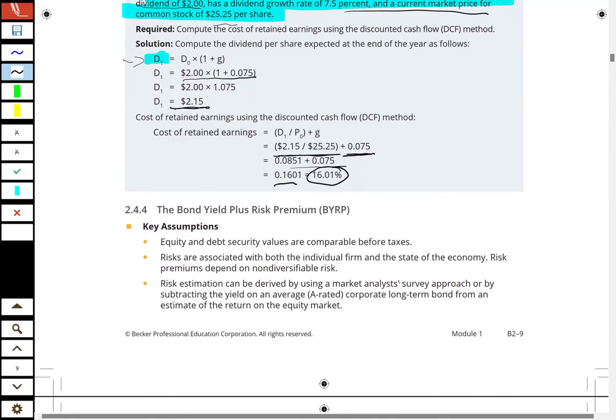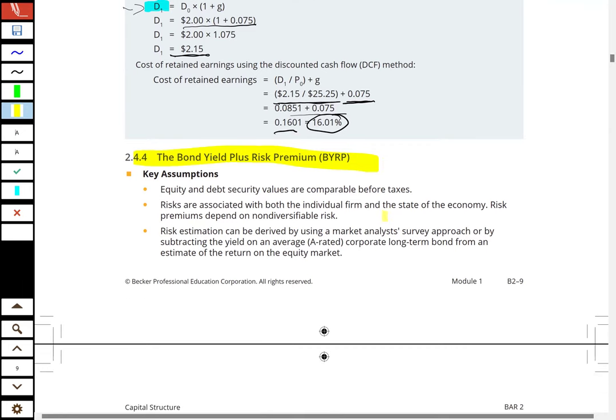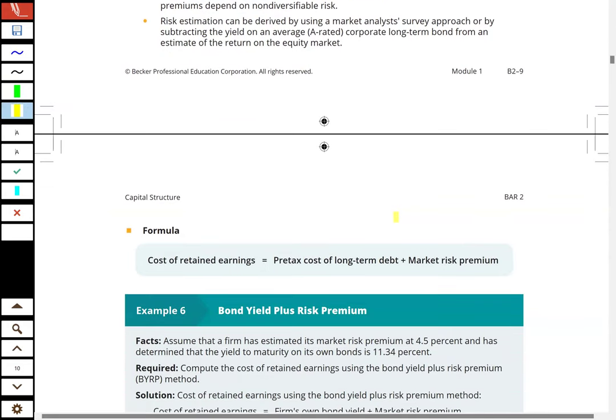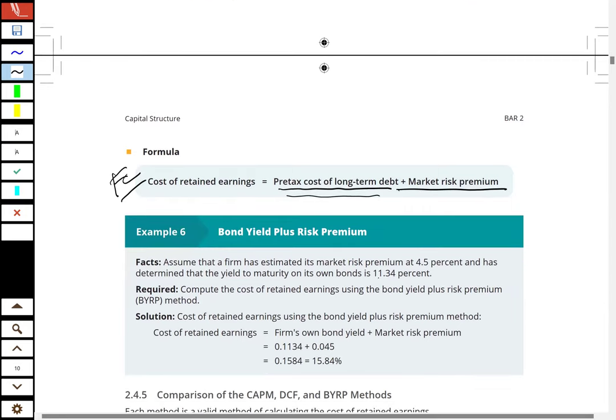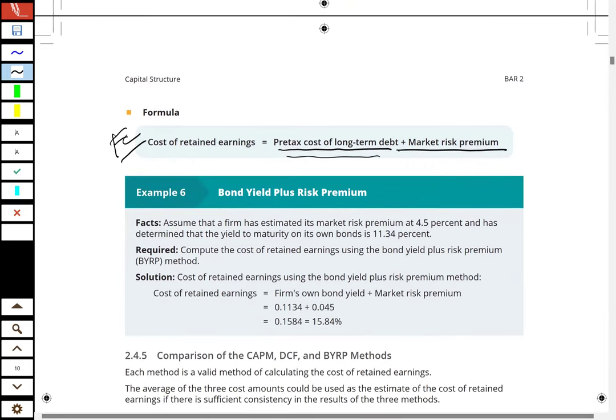Now, the bond yield premium, to me, is the easiest one. It's not the most interesting, but it certainly is easy. Basically, what you look at is the pre-tax cost of long-term debt, and then you add a market premium, and the problem would have to give you that. They'll give you the pre-tax cost of debt. So when I looked at this earlier, I'm like, okay, that's all there is to this. That's not very interesting, but at least it's easy.